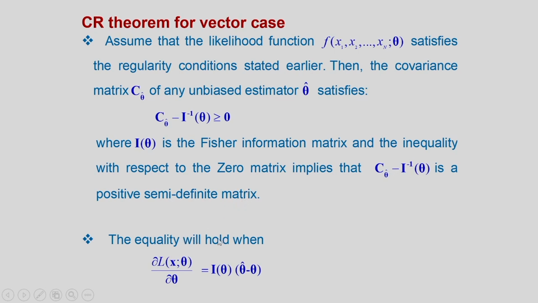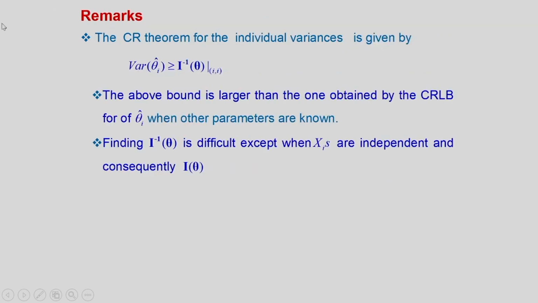Now, again the equality will come in the form of a vector: del L del theta will be equal to I(theta), which is a k by k matrix, into theta hat minus theta vector. So, this is the condition to test whether this CR bound will be reached. We will make some remarks.